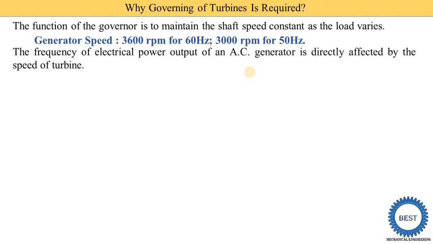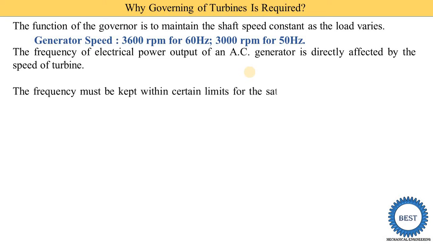In India, all the electrical appliances are designed for 50 hertz. When we supply electricity at a higher frequency, there is a chance of short circuits. That's why it is necessary to keep the frequency of electric power constant at 50 hertz. The frequency must be kept within certain limits for satisfactory operation of electrical appliances, as we already discussed. If the frequency is less than or higher than 50 hertz, it creates problems for the electrical appliances.